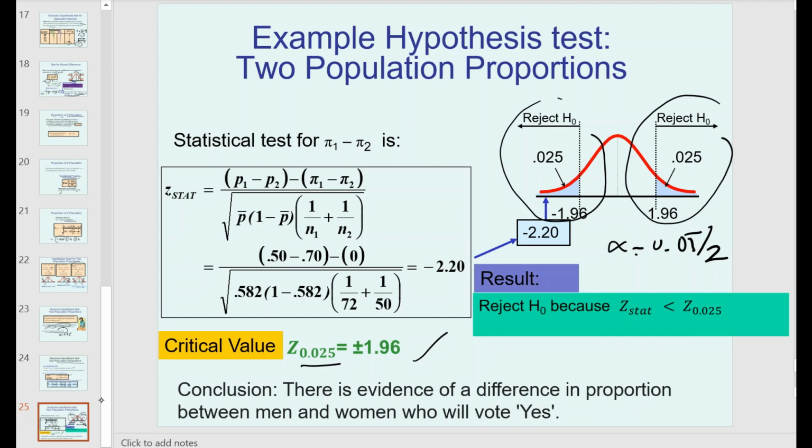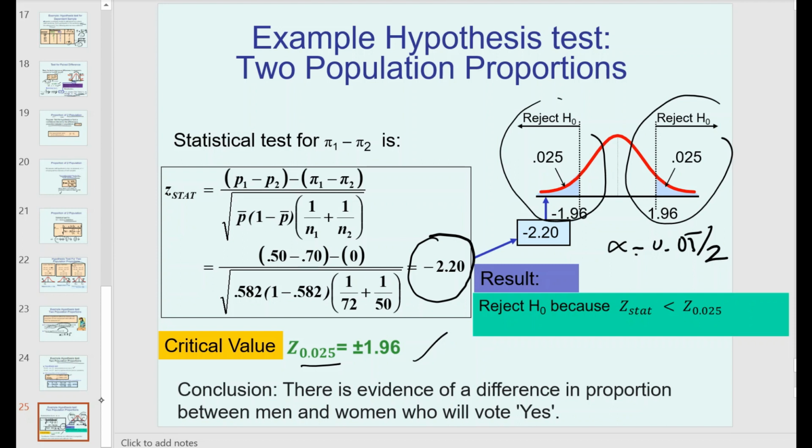So now, how do you make the decision? Same as before, you need to calculate the Z statistic to compare with your critical value. Once again, you have already calculated P1, P2, and P bar. So you just plug all the figures into this formula to get the Z statistic value. From your calculation, you get negative 2.20. Again, we need to look at the sketch of the bell shape to see which area it falls into.